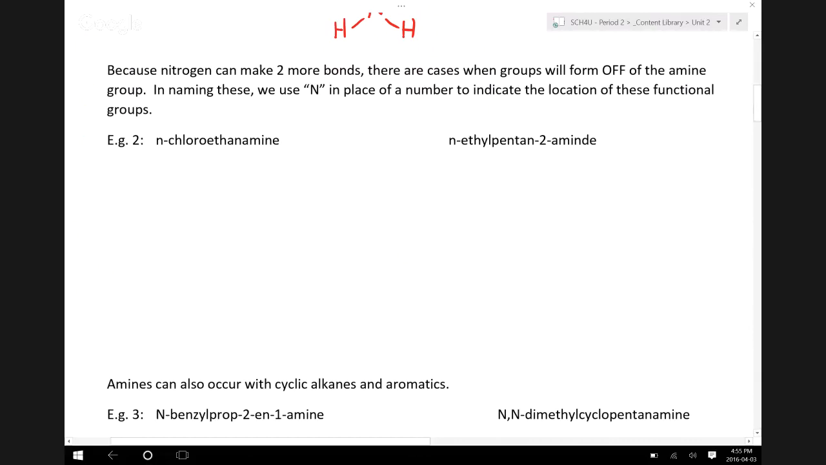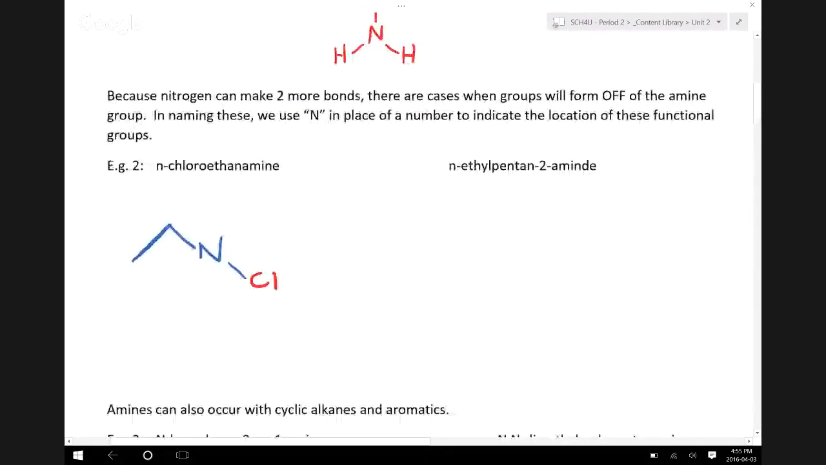So here we have N-chloroethanamine. So we would draw ethanamine like this. All right, but then the nitrogen itself would be bound to a hydrogen and to a chlorine. Now, we're not going to draw that hydrogen because we don't draw hydrogen in, excuse me, in the stick models. But there we go. So this is N-chloroethanamine, where we have a 2-carbon chain, and we have a nitrogen, and the chlorine is coming off of the nitrogen, not off the carbon chain.